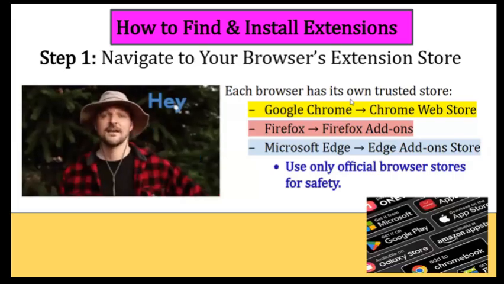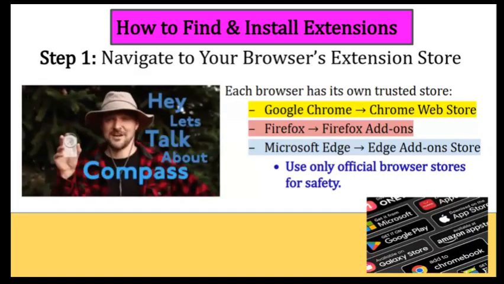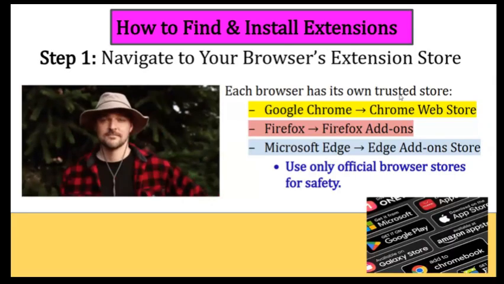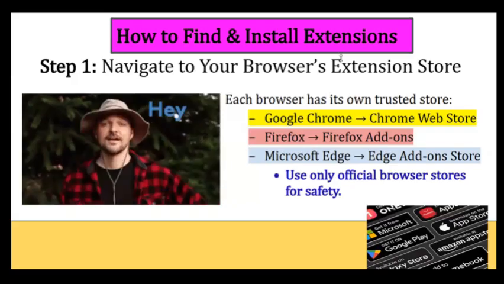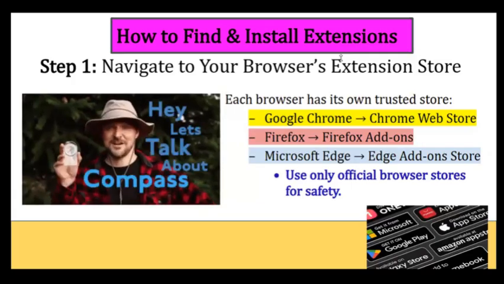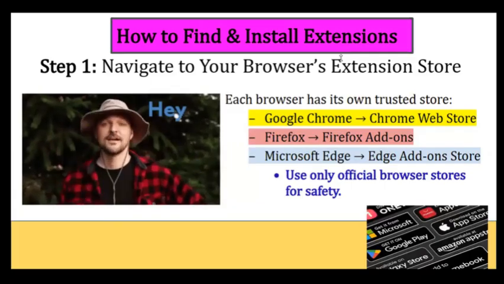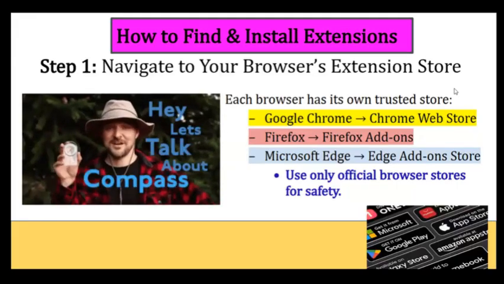So, how to find and install your extensions? Step one, you're going to need to navigate to your browser's extension store. I've listed Google Chrome, which has the Chrome Web Store, Firefox, which has the Firefox Add-ons, and Microsoft Edge, which has the Edge Add-ons store. You want to use the official browser stores for safety. We do not need any viruses, okay?